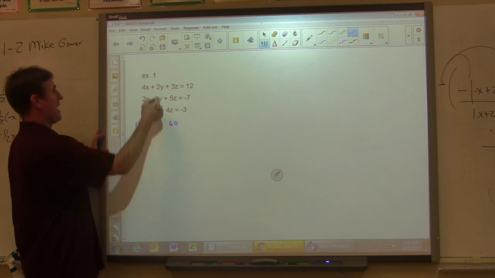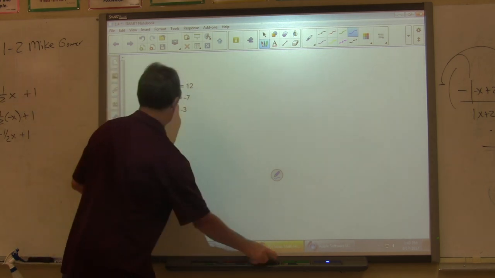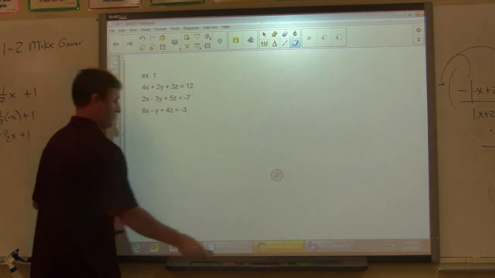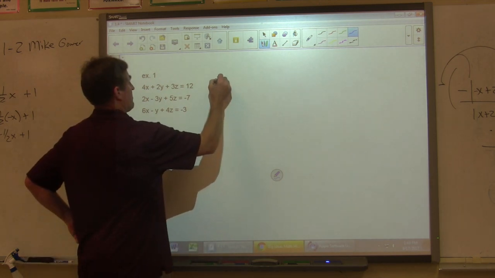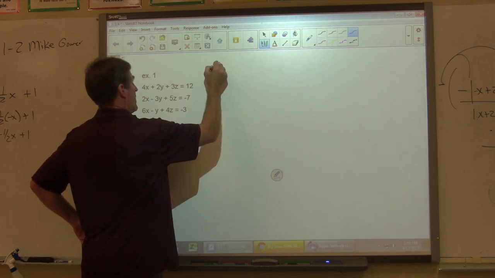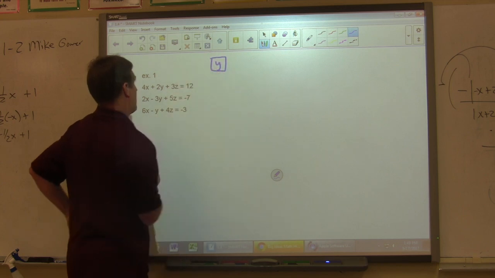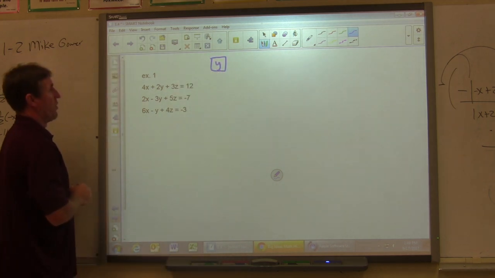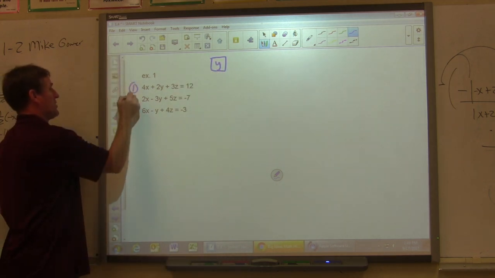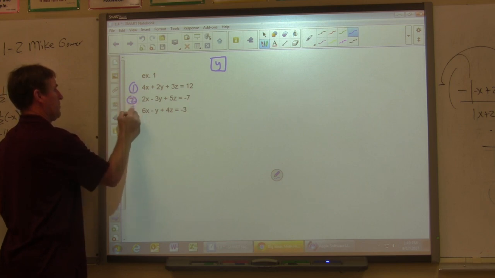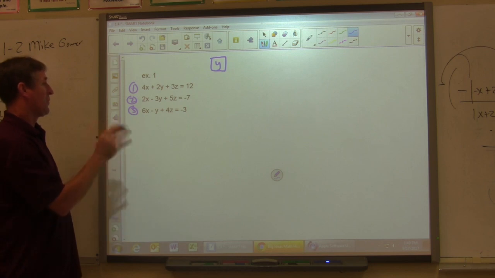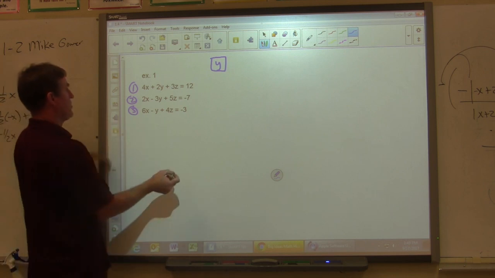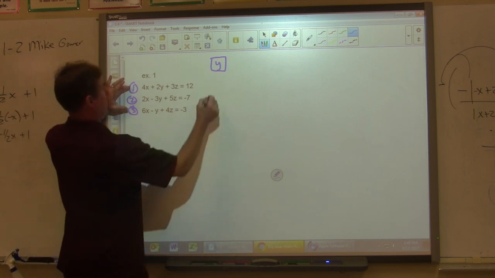So in this case, I would choose to get rid of the y's. Okay? So here's how we do it. We're going to eliminate the y's. That's the variable we're going to get rid of. So what we have to do, I'm going to number these, 1, 2, and 3. And so we have to use 2 of those equations and get rid of the y's. So I'm going to use the first and third one.